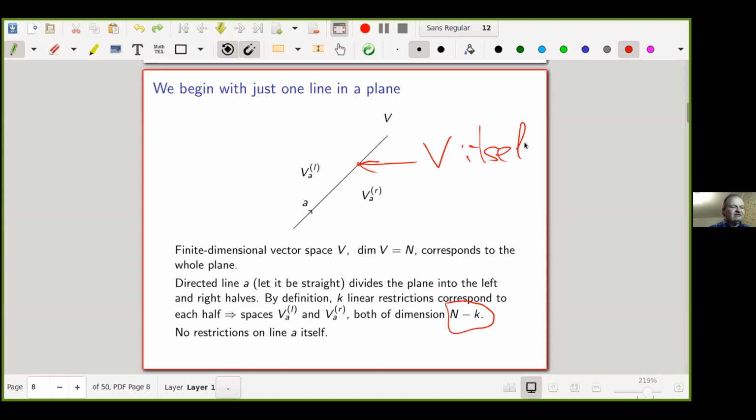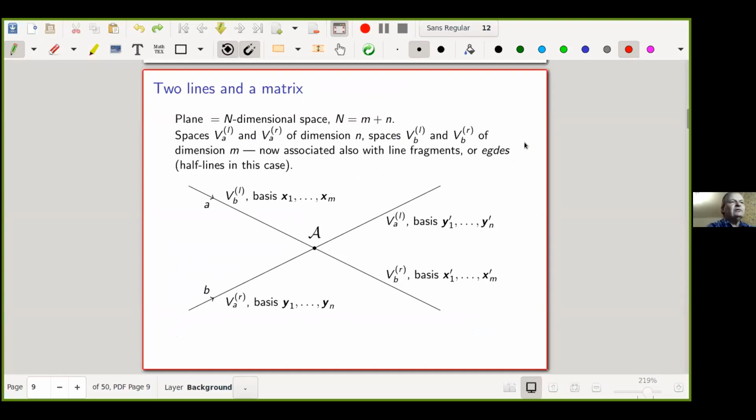But let us see what happens when we have two lines. When we have two lines, we will now have a matrix.